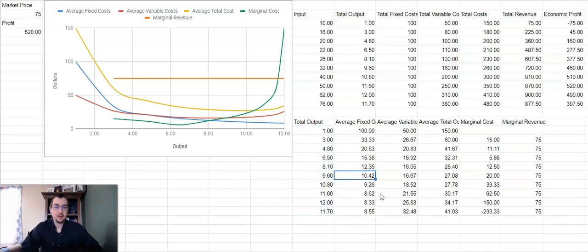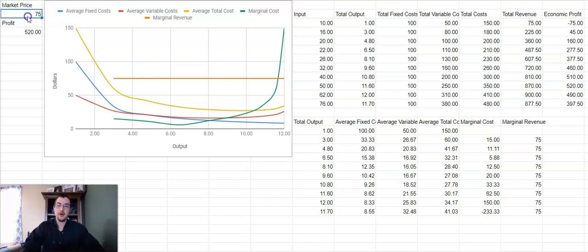I went ahead and just added output over here, but we know that marginal revenue needs to equal marginal cost. So somewhere between 11.6 and 12 units, we have where marginal revenue equals marginal cost, which is showing us what we're looking for, somewhere between 11 and 12 units.